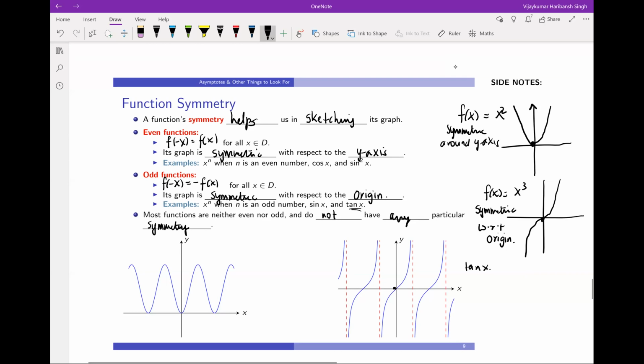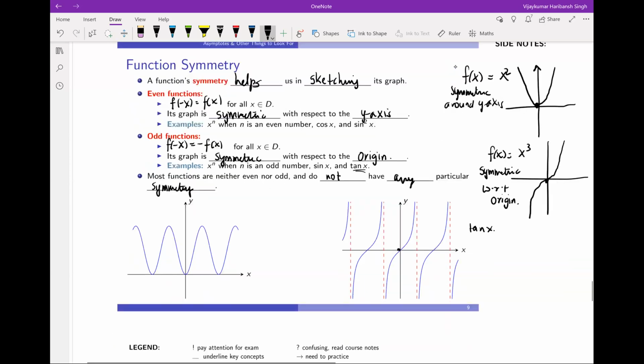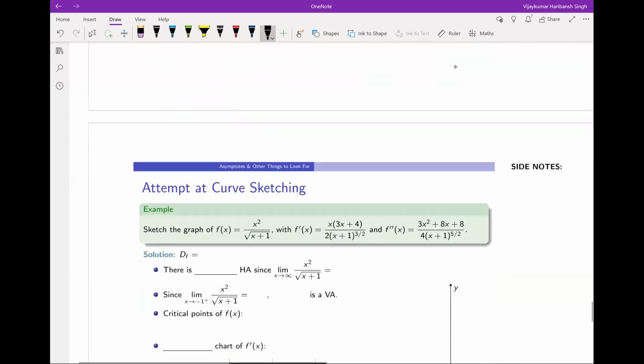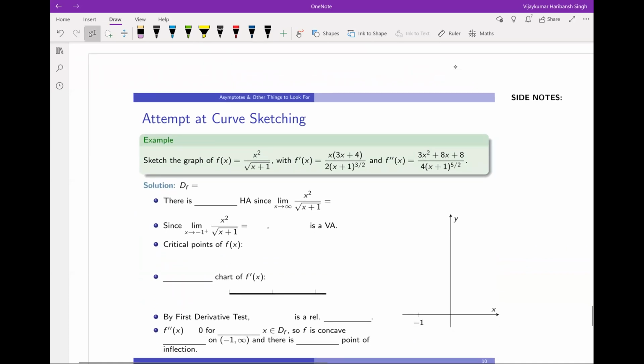Okay. So now let's attempt to sketch the graph of a function. Suppose you're given this function, f of x equals x squared upon square root of x plus 1, with f prime x equal to this and f double prime x equal to this. Okay. So first step, we'll find the domain of this function. Note that the top is fine, but for the restriction in the bottom, for the domain, your x plus 1 has to be greater than or equal to 0.